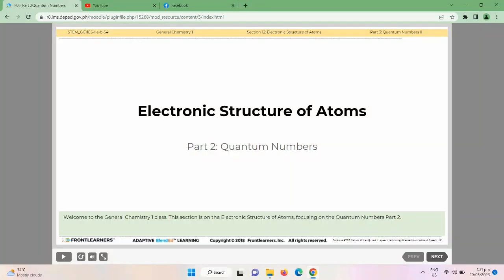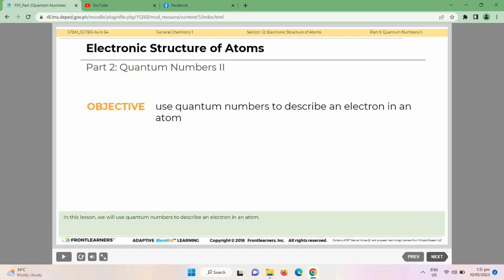Welcome to the General Chemistry 1 class. This section is on the electronic structure of atoms, focusing on the quantum numbers part 2. In this lesson, we will use quantum numbers to describe an electron in an atom.